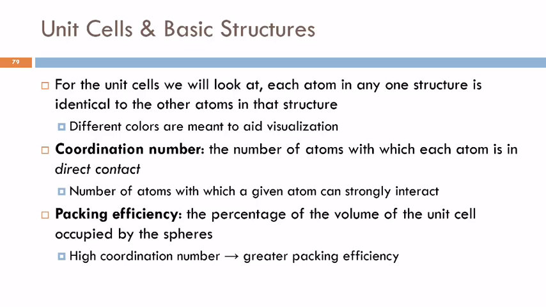A couple of terms we use: coordination number and packing efficiency. Coordination number refers to the number of atoms that each atom is in direct contact with. So how many close neighbors, how many touching neighbors does the atom have? Packing efficiency is the percentage of the entire volume of the unit cell that's actually occupied by the atoms themselves. So if you have high packing efficiency, that means there's less empty space within the cell.